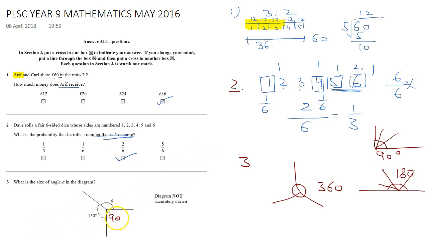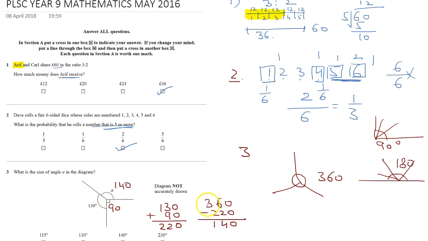So this is 130 plus 90. This is a total of 220 and the complete is 360. So that is 360 minus 220. So this angle is 140 degrees.